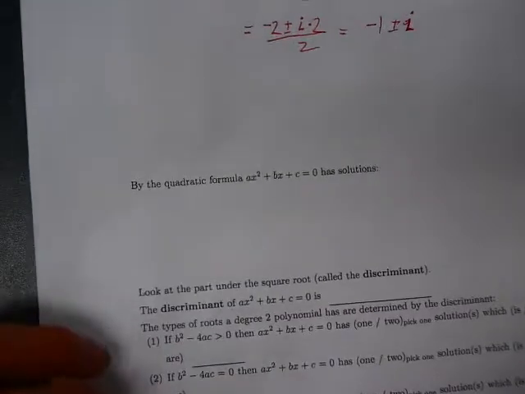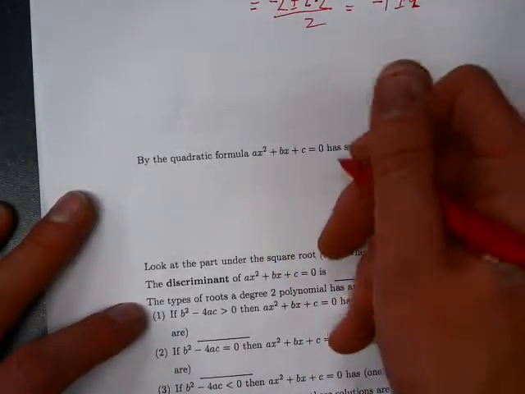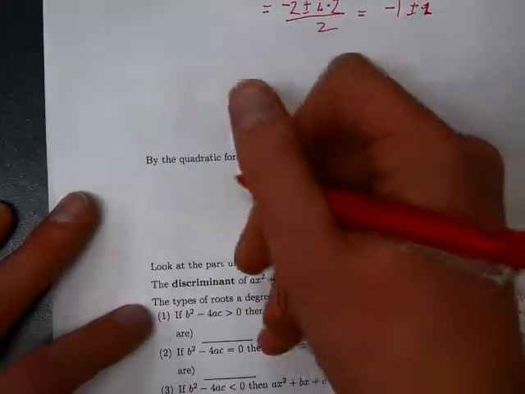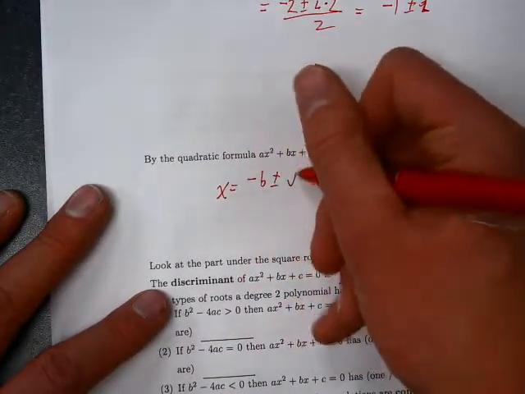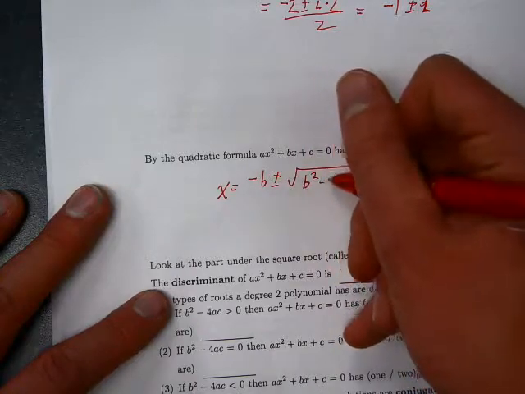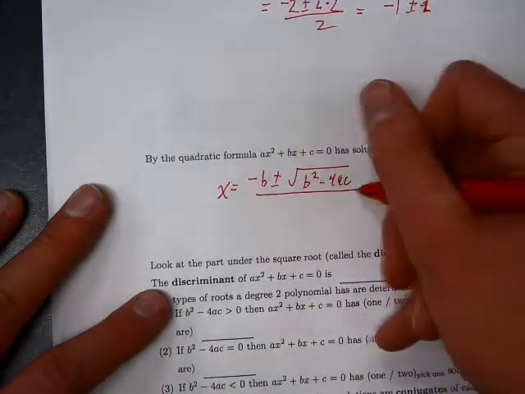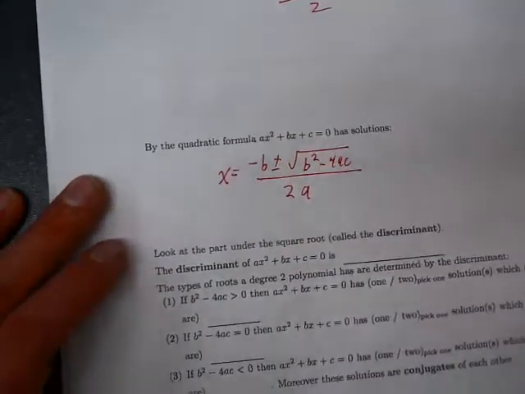The point is the quadratic formula still works. The quadratic formula still says that ax squared plus bx plus c has solutions equal to x equals negative b plus or minus the square root of b squared minus 4ac, all over 2a.